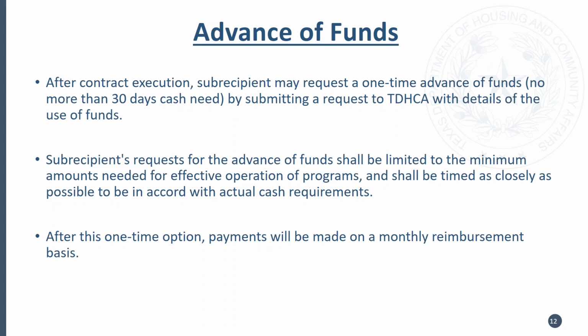The subrecipient's request for advance of funds shall be limited to the minimum amount needed for the effective operation of programs. The one-time option, payments will be made on a monthly reimbursement after that. And you can do both admin advance and the program activity cost advance.